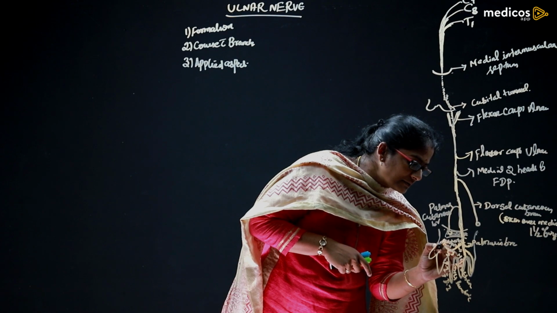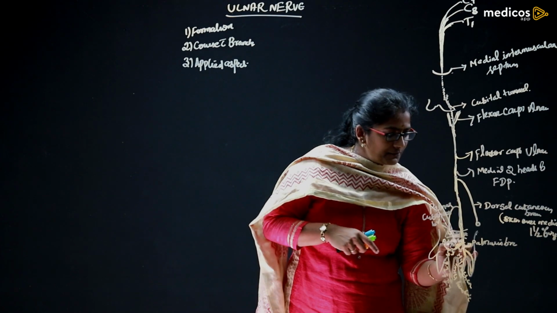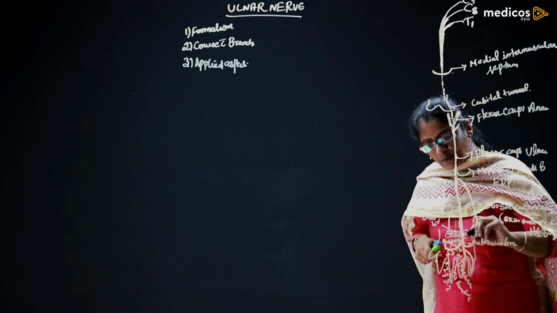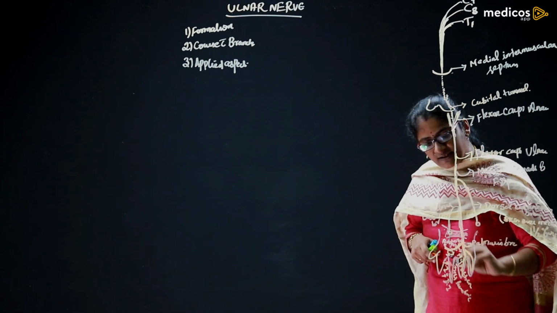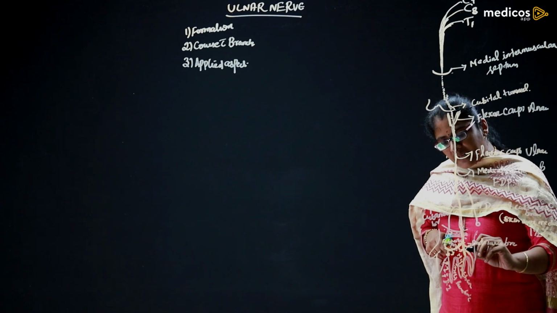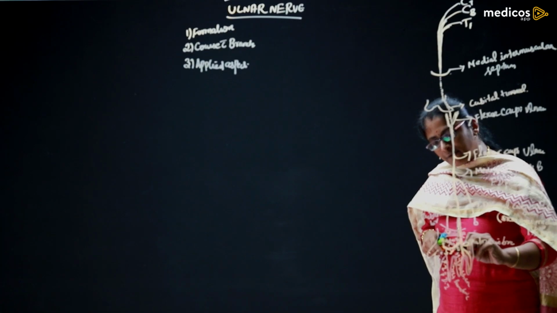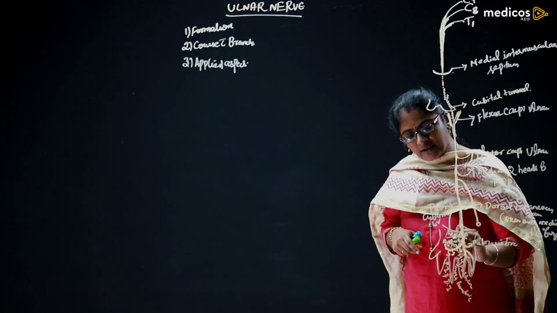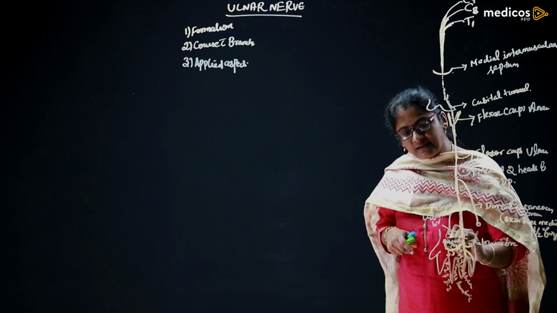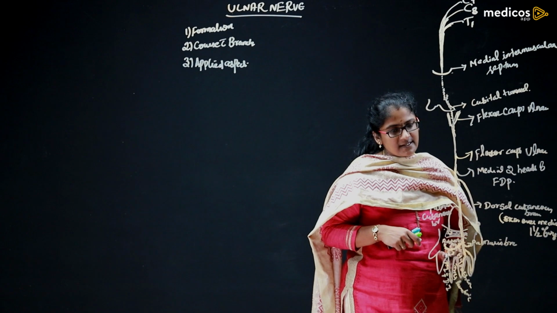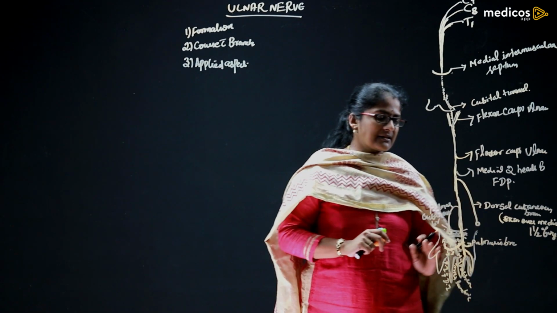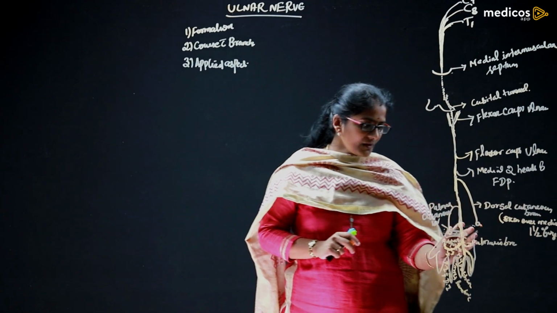So the course of the deep branch of the ulnar nerve is from the medial to lateral side. While passing from medial to lateral side, the deep branch supplies the hypothenar muscles, third and fourth lumbrical muscles, all the palmar interossei, all four dorsal interossei, and ends by supplying the adductor pollicis muscle. So most of the intrinsic muscles of the hand are supplied by the ulnar nerve.